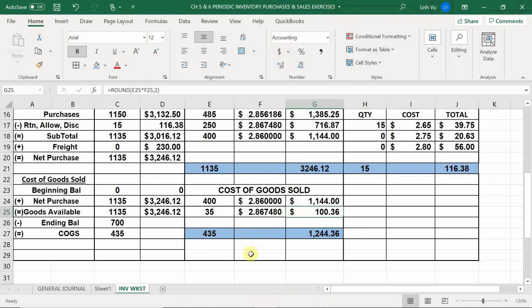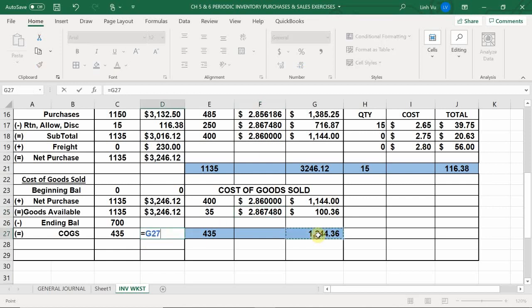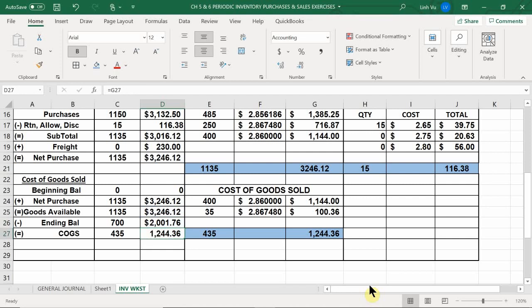Okay. So therefore, I sold a total of 435 units at a total cost of $1,244.36. So what should be my ending balance in my ending inventory? $2,001.76.